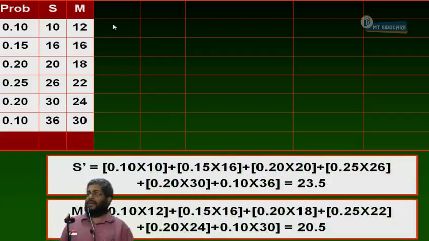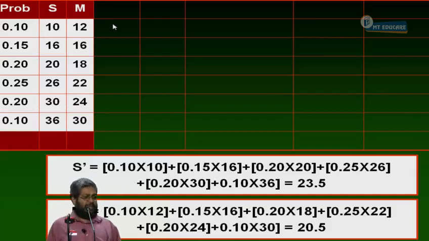What's the number here? 20.5. The average return of the market index is 20.5. Had I invested in all the securities in the market portfolio in the given proportion, 20.5 is the expected return. Can I put it or not? Next item is what?